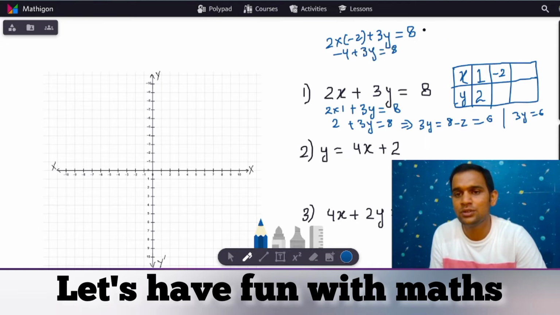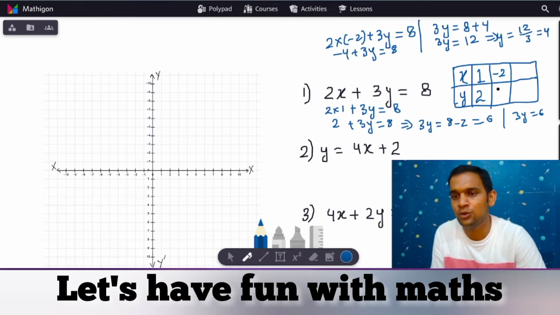Now I take this to the other side. So 3y becomes 8 plus 4. 3y equals 12. So that implies y equals 12 by 3. So that is nothing but 4. So y value will be 4.